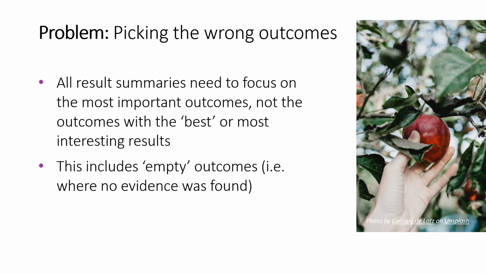A problem that we still see is that people pick the wrong outcomes to present. Any summary of a Cochrane review needs to focus on the most important outcomes, not the outcomes with the best or most interesting results. And this includes empty outcomes, so outcomes where you found no evidence. So if one of the main outcomes in a review is pain, you need to present this outcome, even if no data was found. In that case, you simply need to say that we found nothing. You can't leave this outcome out and move on to the outcomes that may be less important but had more interesting results.